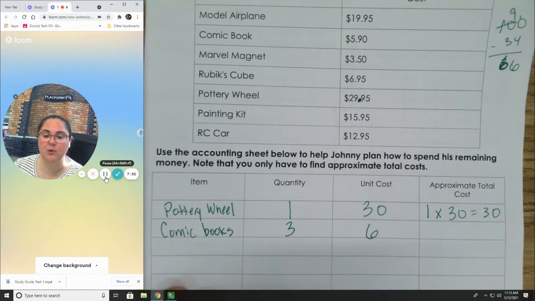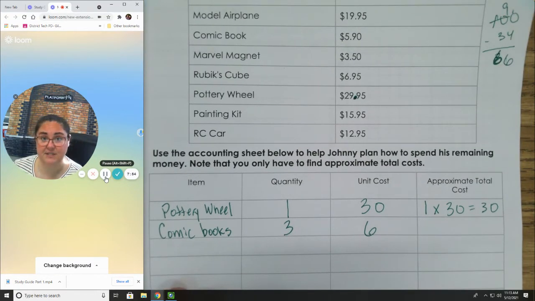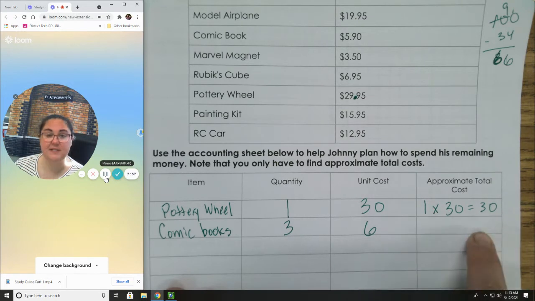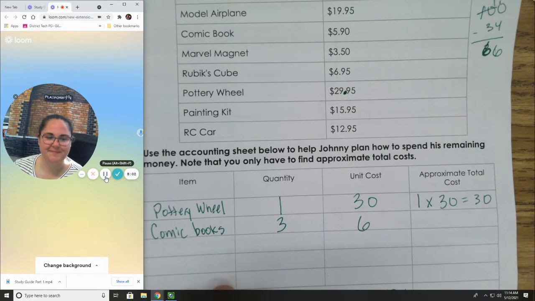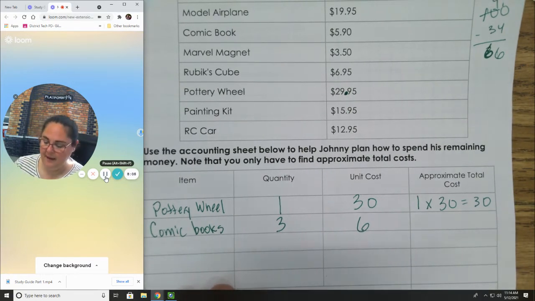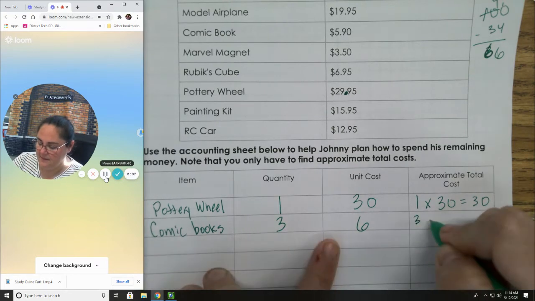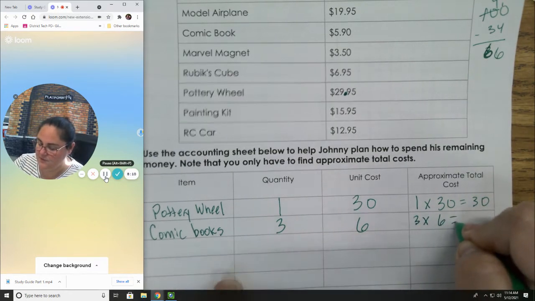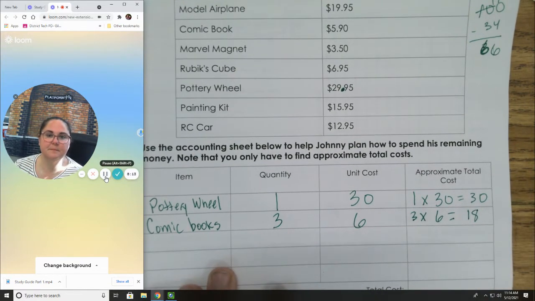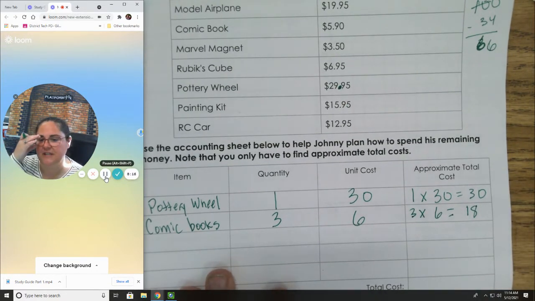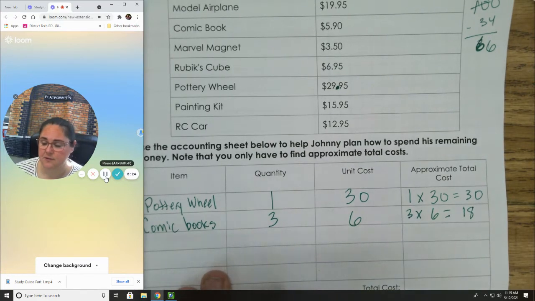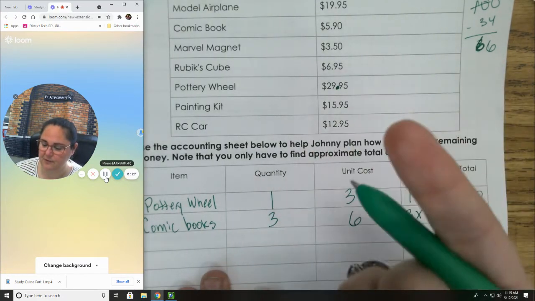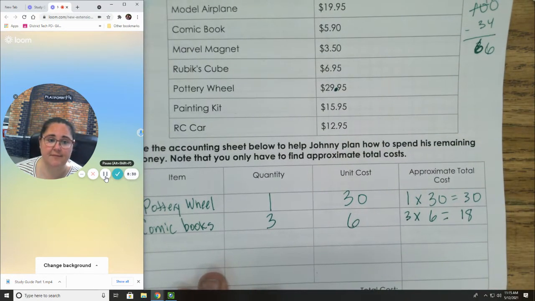My approximate total cost. What number sentence and answer could I put in this box? All right, my number sentence will be 3 times 6 equals 18. All right, now I'm just trying to keep track in my head. So far, I've spent $48 out of 66. So 49, 50, 51, 52, 53, 54, 55, 56. I have about $18 left.